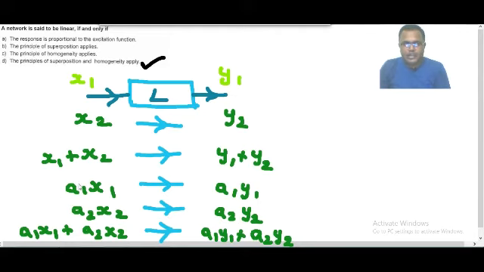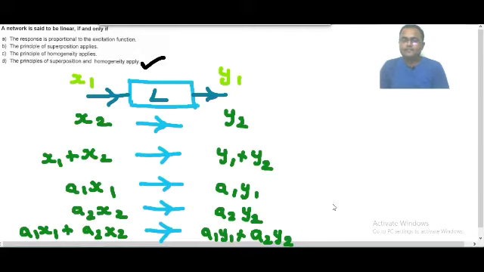Suppose I apply a scale factor, multiplying a1 to the previous input which is x1. Means I have multiplied a constant a1 to the previous input. I got a scaled version, the same scaling factor, of the output. Suppose I did a2 multiplication, then I got the previous output scaled by a2. Suppose I add these two previous inputs, then the output has to be equal to the summation of these two previous outputs. If this happens, then we can say this is a linear system.